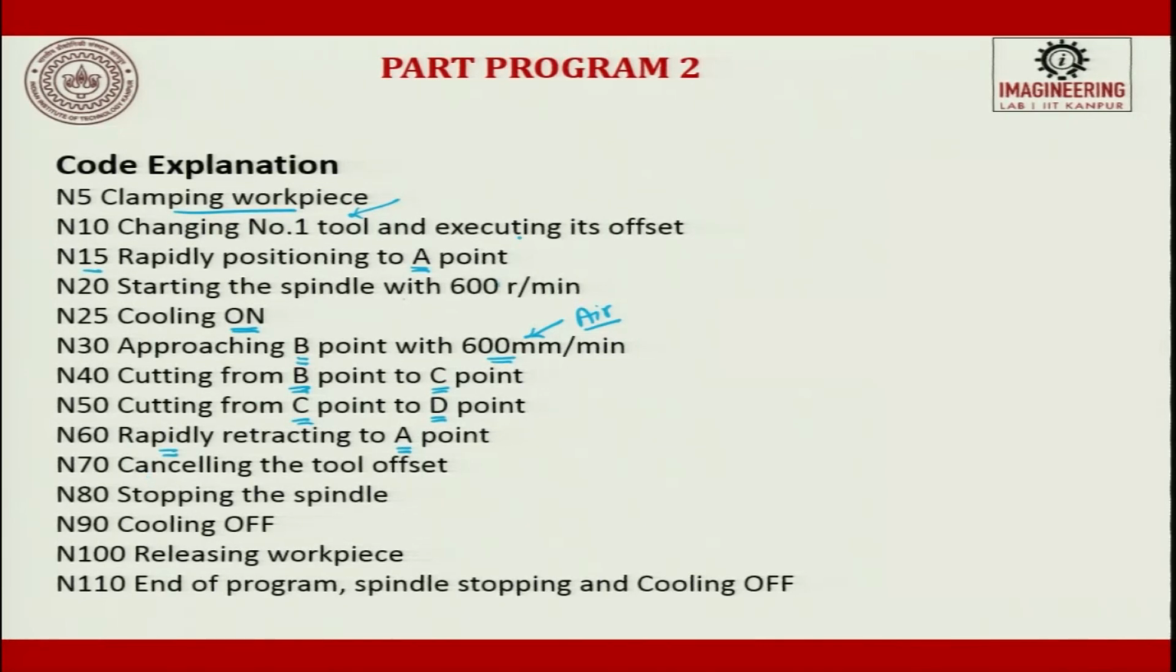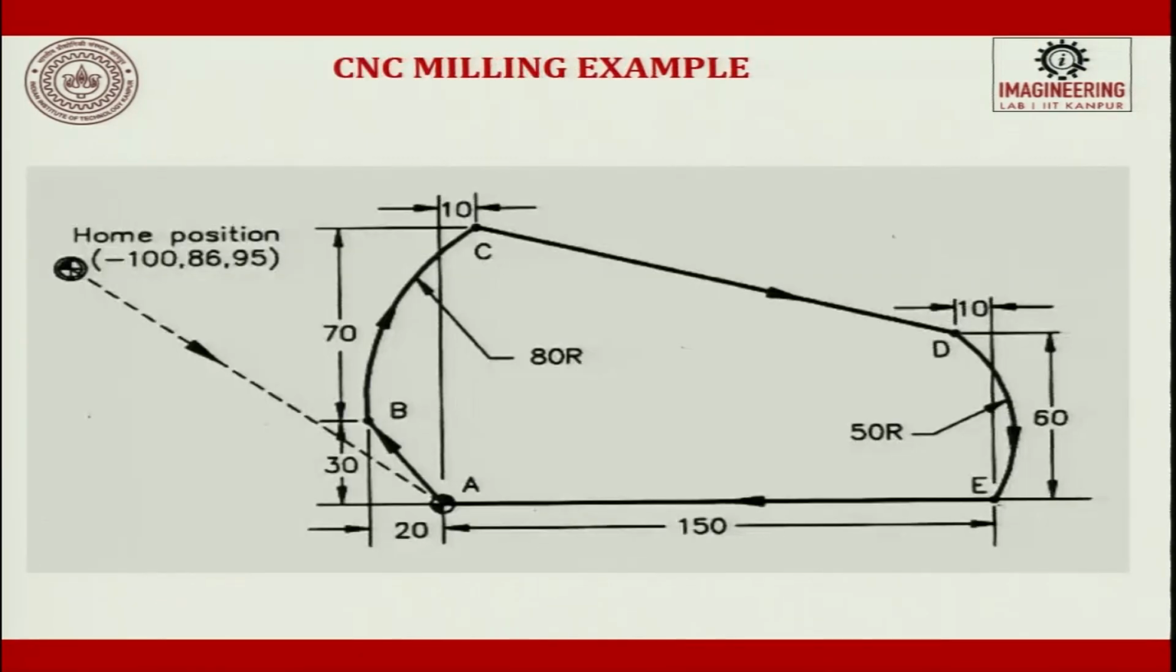Now, you should cancel the offset whatever you have given, T01, then you will stop the spindle, switch off the coolant, release the workpiece and then you say end of the program. So, now we have described the complete sequence of operation for this particular program. So, I would give you as an assignment, please start working on this assignment and you can submit it to us for correction. So, let me see one more component, and this is a milling component.